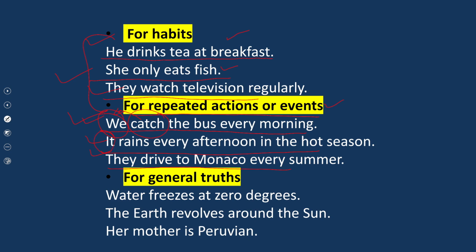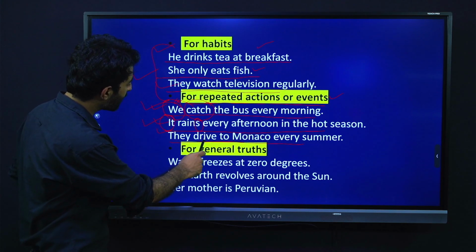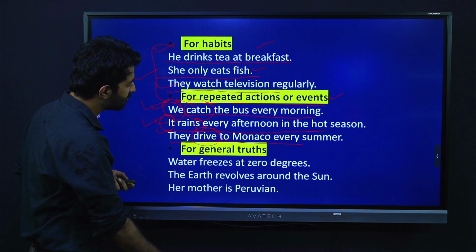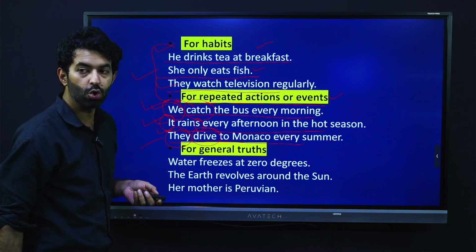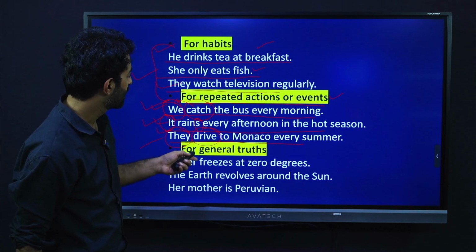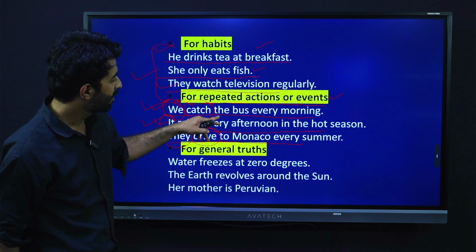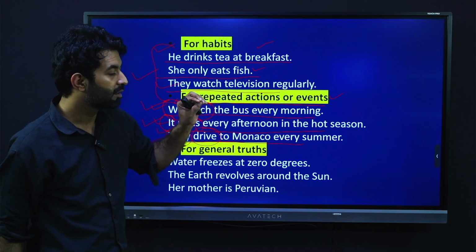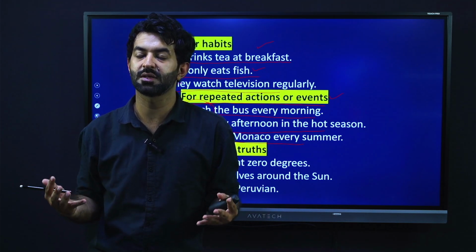Here we have put s with rain because हमारा pronoun single था. यहां पे हमने s या es की addition नहीं की verb के साथ because we have plural pronoun. All right. So these are repeated actions. जैसे हम सुबह बस में सफर करते हैं या सुबह बस पकड़ते हैं.